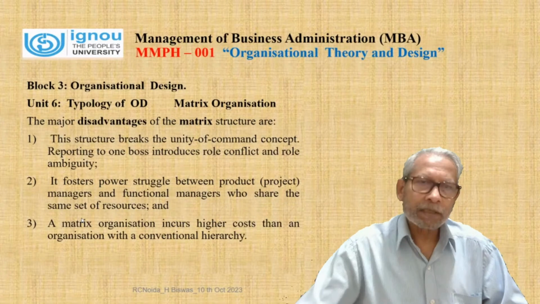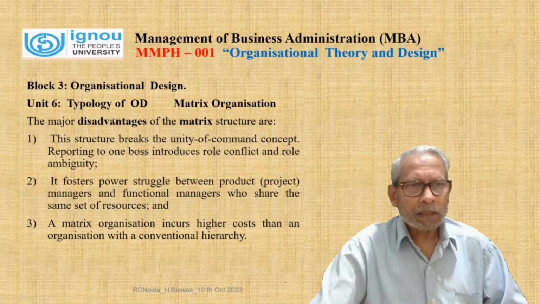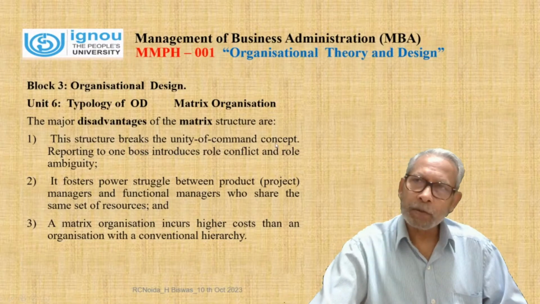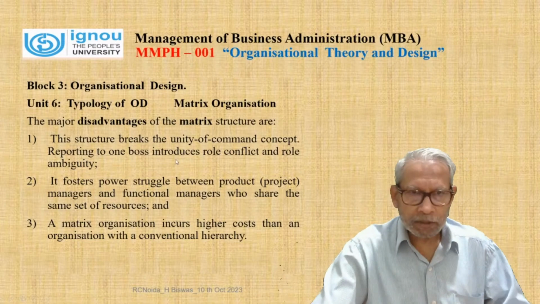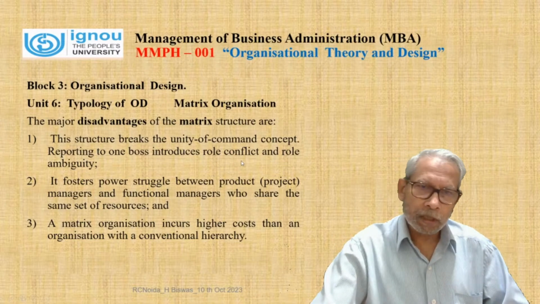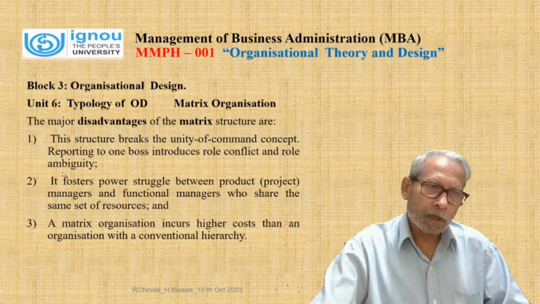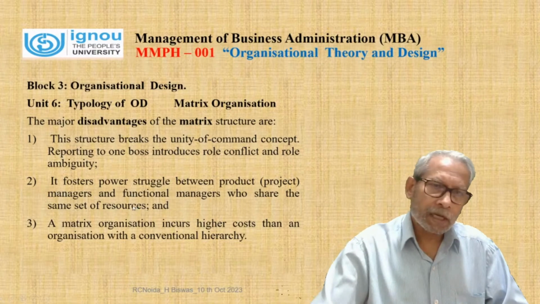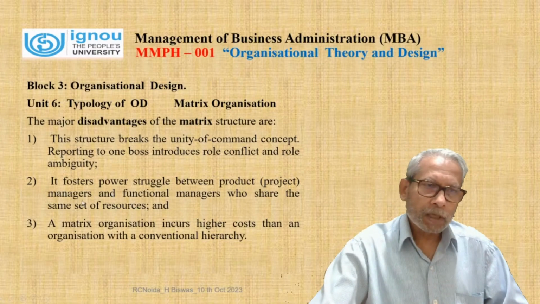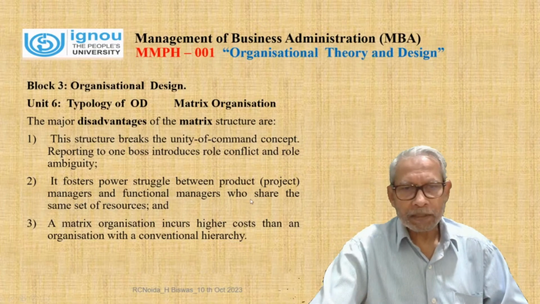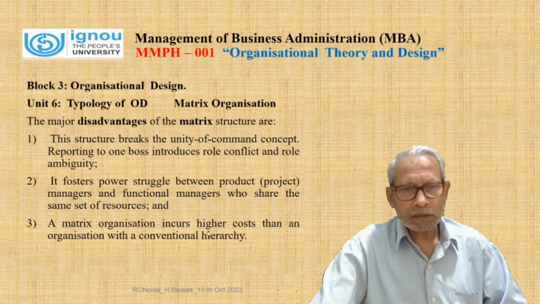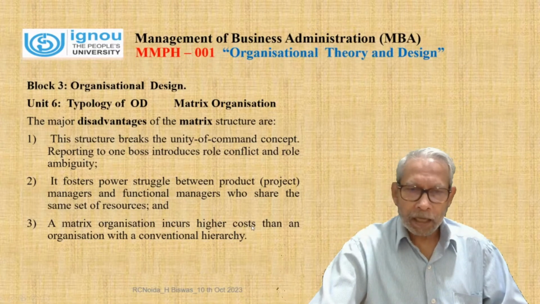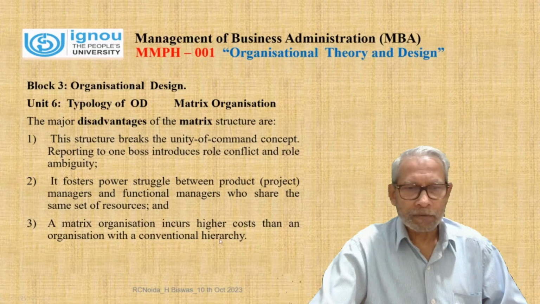Now, the disadvantages of the matrix system. This structure breaks the unity of command. Reporting to two bosses introduces conflict and role ambiguities. It fosters power struggles between the product managers and the functional managers who share the same set of resources. Matrix organizations incur higher costs than an organization with a conventional hierarchy.